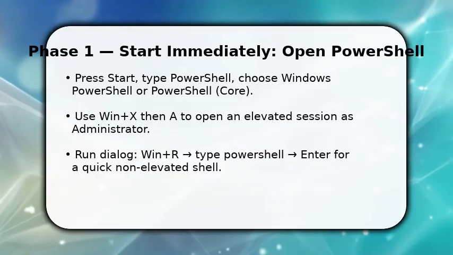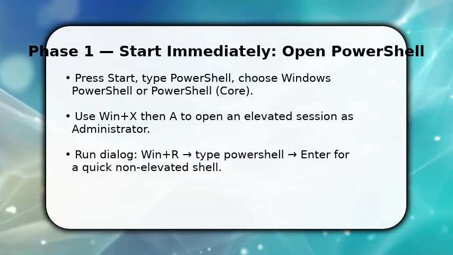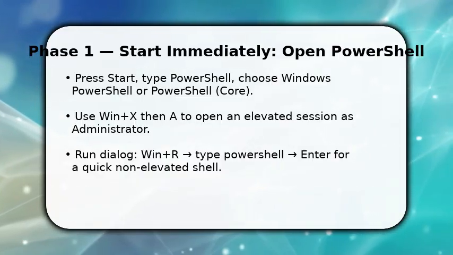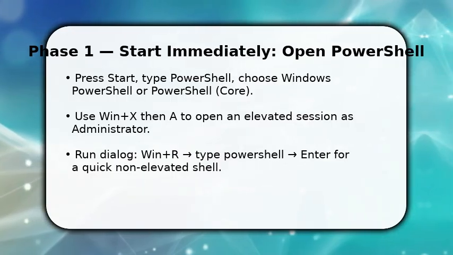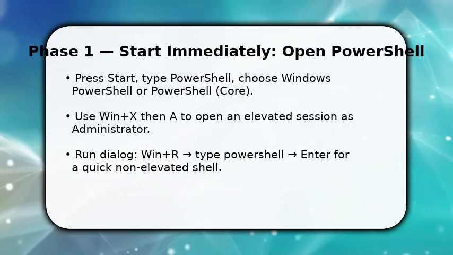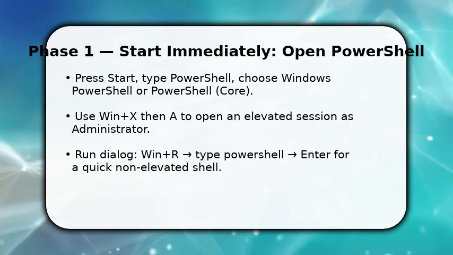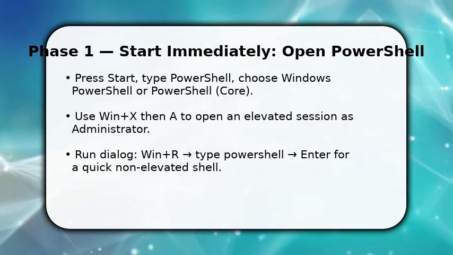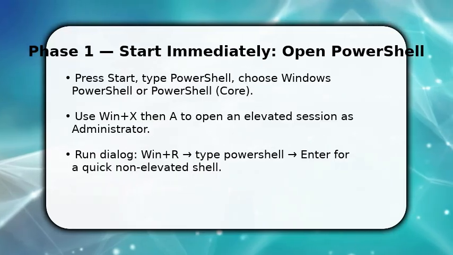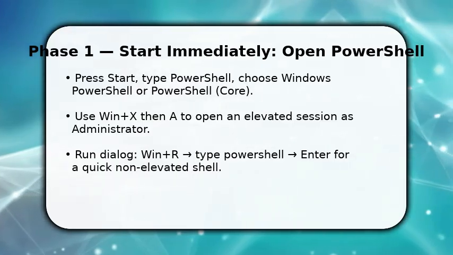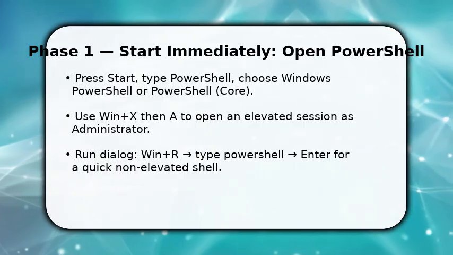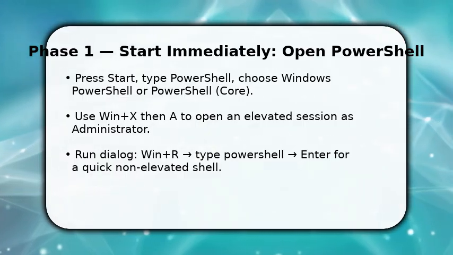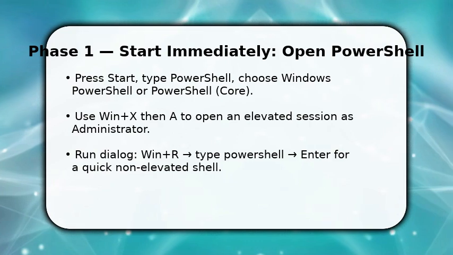You need to get a shell open now, so start with what matters. Press Start and type PowerShell to surface both Windows PowerShell and PowerShell Core. Once done, use Win+X to open an elevated window when admin rights are required. Make sure to approve the UAC prompt. If you only need a quick session, press Win+R, type PowerShell, and hit Enter. These steps put you into a command-ready environment immediately, so you can run scripts or inspect system state.